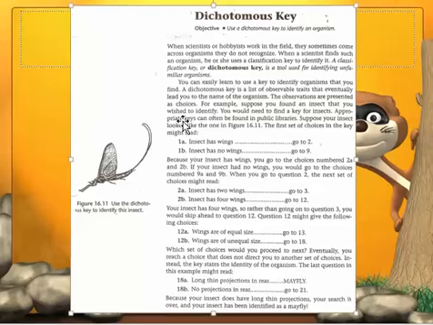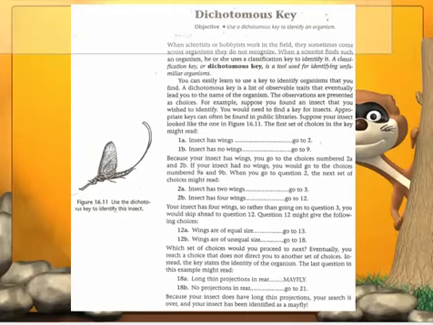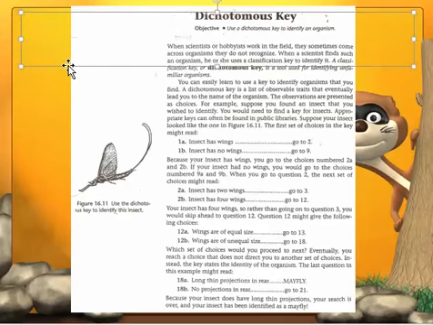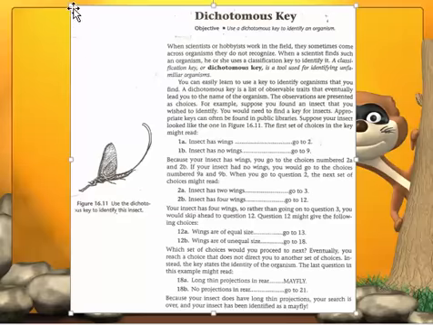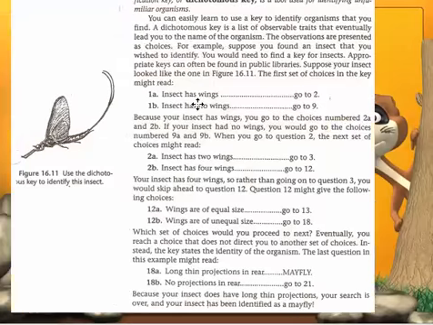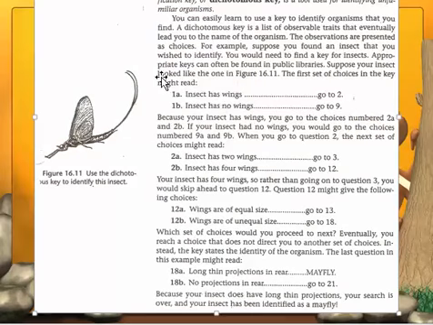So here's an example. Here's an example of a dichotomous key. Okay, try to make it a little bigger here. So if you look right here, we're looking at this insect here.